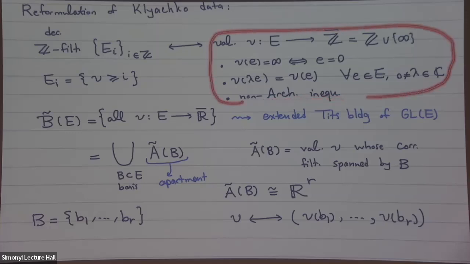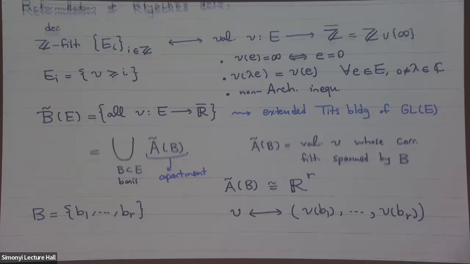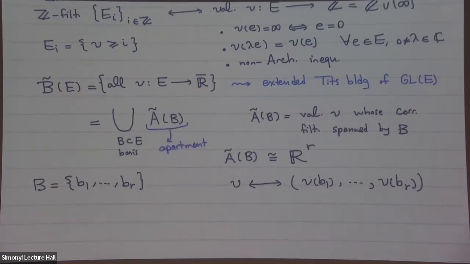These are in one-to-one correspondence with filtrations by defining all the vectors whose value is bigger than or equal to i to be the ith filtration space. And of course you can also talk about R-valued filtrations and then valuations. So I define B tilde E as all R-valued filtrations on E. It's like a space of flags on E labeled by real numbers or integers, depending on what you want.